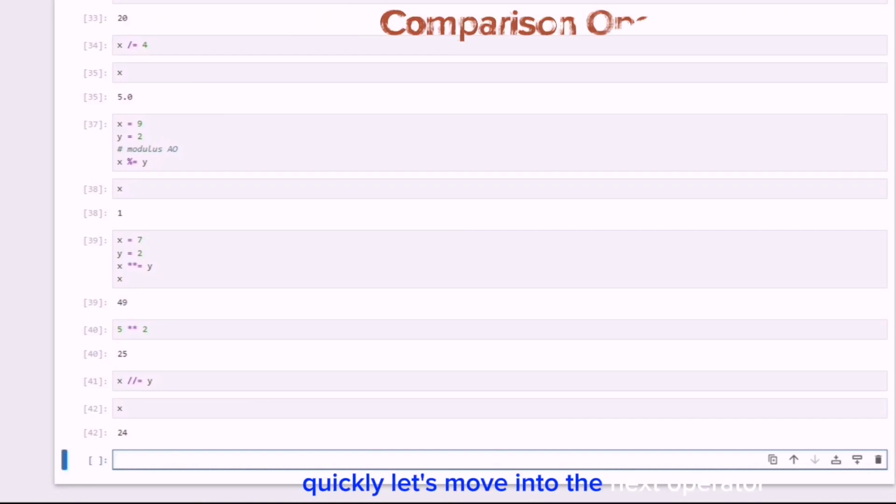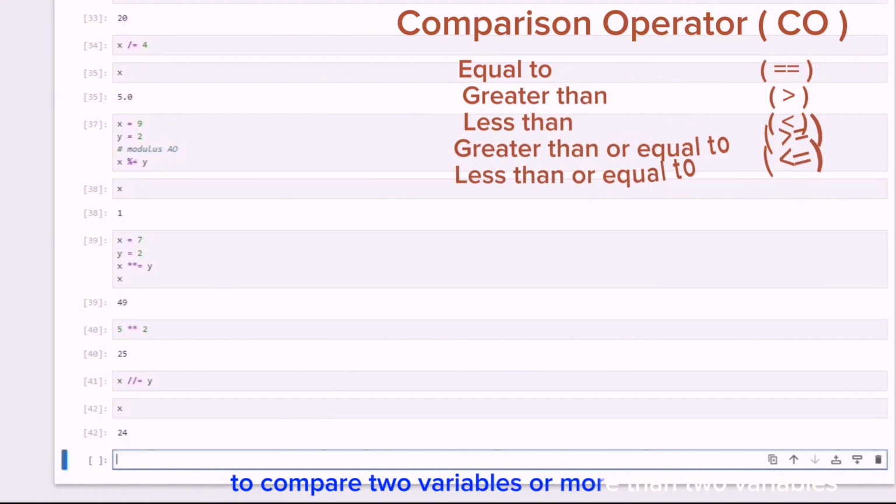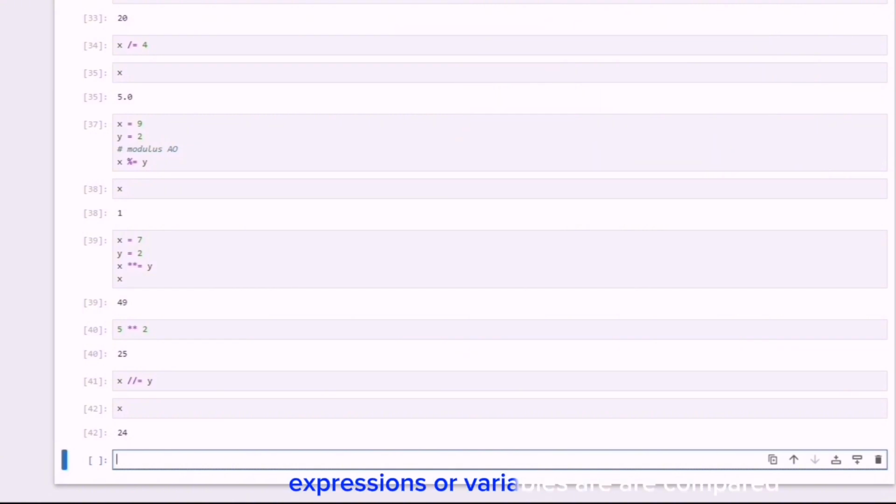Quickly, let's move into the next operator, which is the comparison operator. Just like the name sounds, comparison operators are used to compare two variables or more than two variables, and we can also use them to compare expressions. When we say expressions, we're talking about equations. In mathematical terms, we say equation. When we're talking about it in Python, we say they are expressions. And when these two expressions or variables are compared, it returns a Boolean result, which is either true or false.